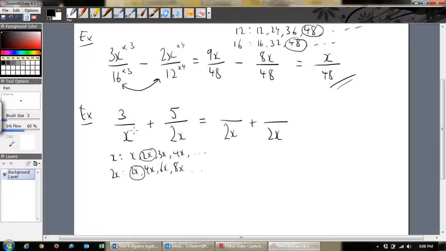What did we multiply this x by to get 2x? We've multiplied it by 2. So let's multiply the top line by 2. So that's 6. What did we do to this fraction here? Nothing. We haven't changed that at all, and so we leave it like that. Now that the denominators are the same, we can just add the top lines, and we've got 6 plus 5, so the answer is 11 over 2x.